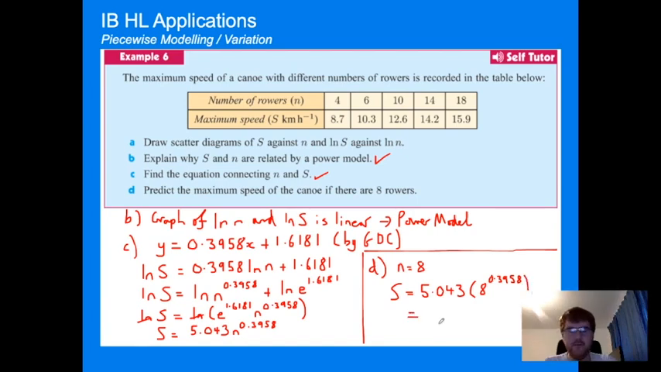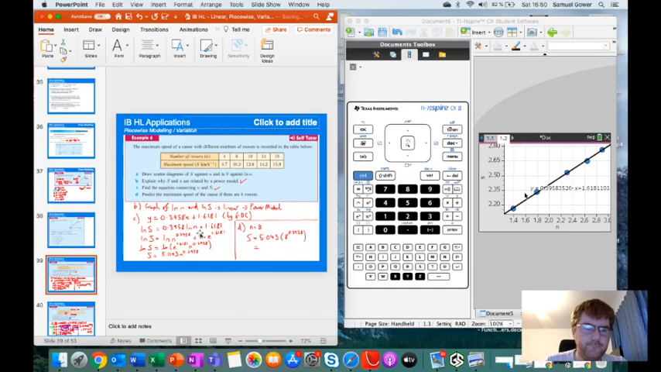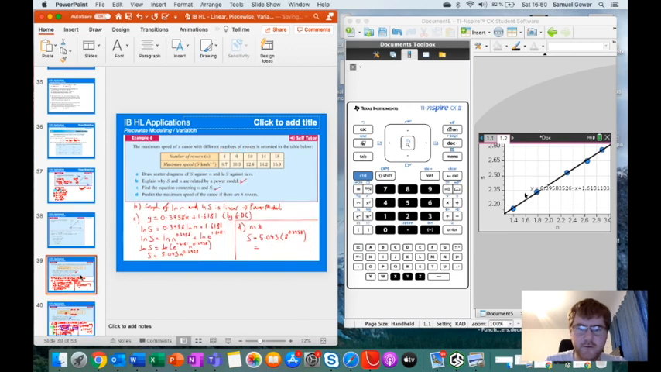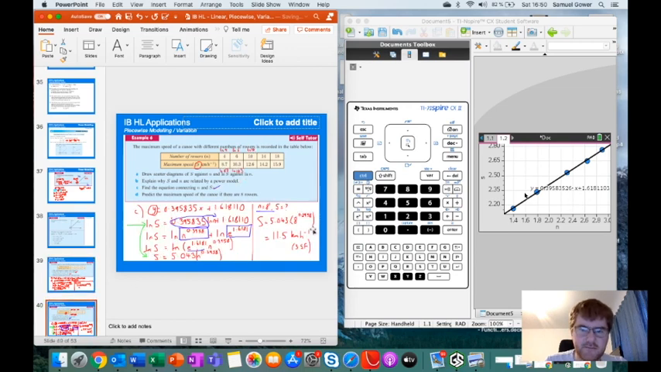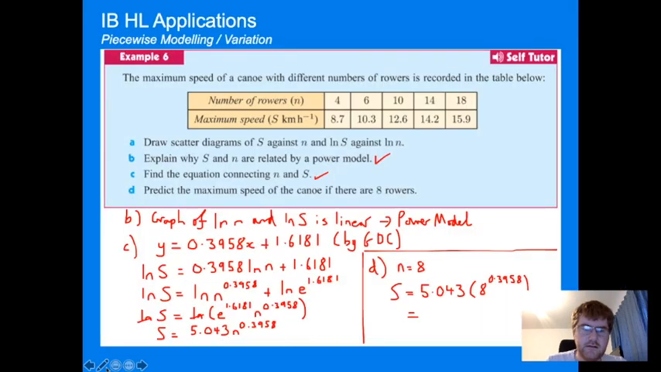Okay, and if we pop that in, so let me just come out of here. I think I worked this out before. Yeah, 11.5. So you can type that into your calculator, say calculation. You get 11.5. I'm always rounding to 3SF at the end. Kilometers per hour. And that's the 3SF.